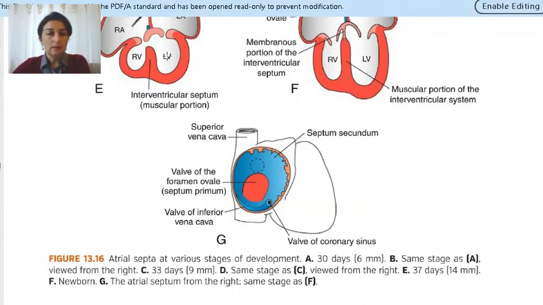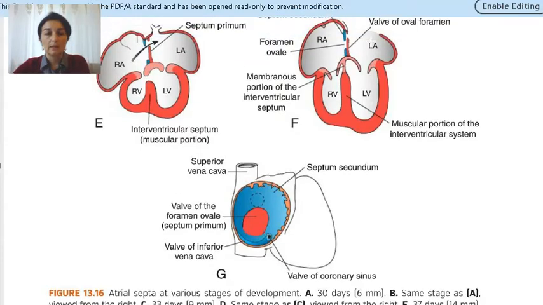And then at the same time we can see cushions, how they grow and how they form the valves. Here the valves are formed, and they are also formed from the endocardial cushions. The cushions also will form the membranous part of the interventricular septum. Here we can see it.